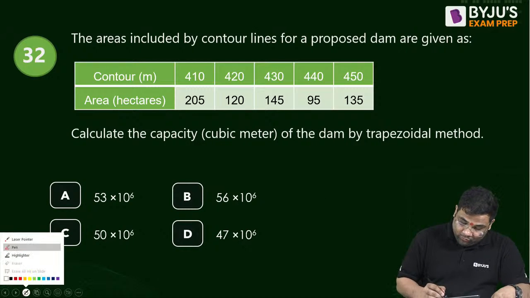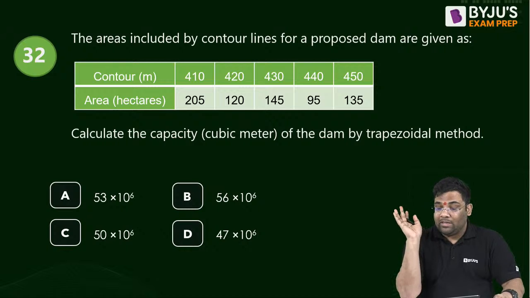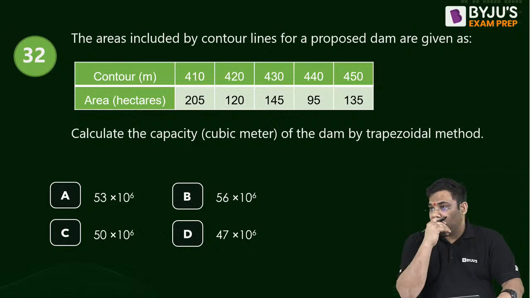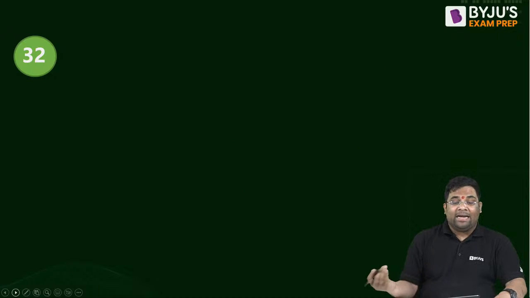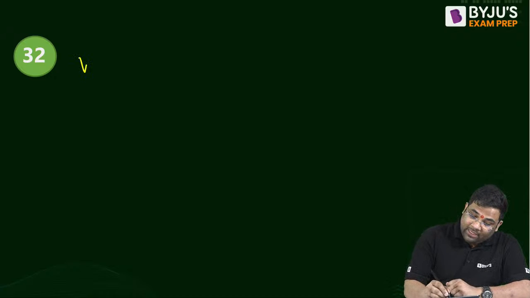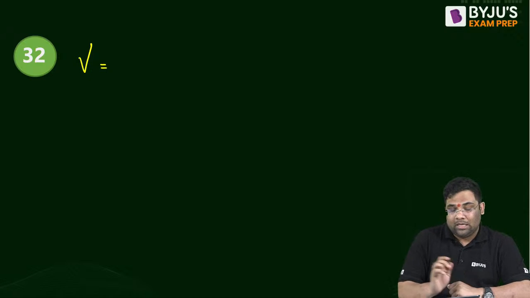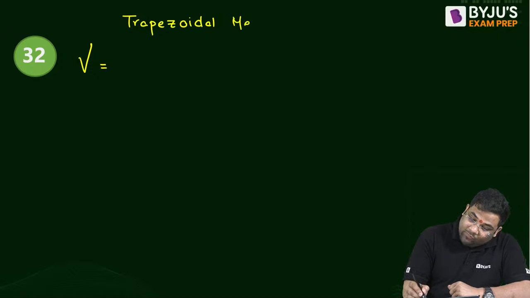Next question 32. Some things about area and volume. I'll give you first the formulas and then you can solve. In finding the area and volume, especially volume, we take two formulas. First one is the trapezoidal method and second one is the Simpson rule.